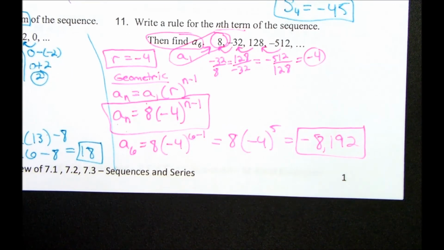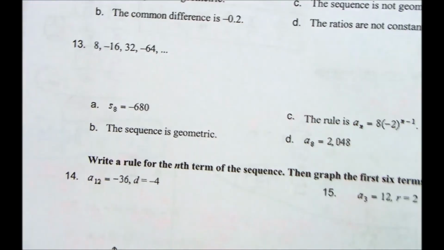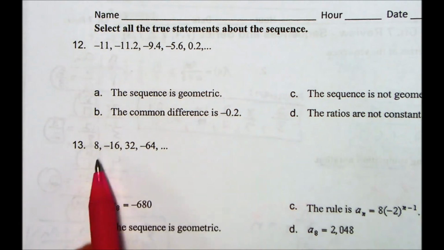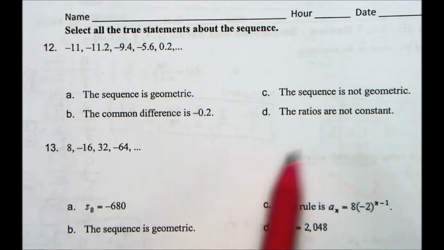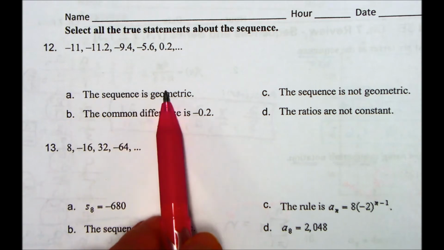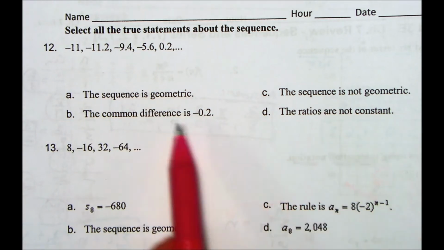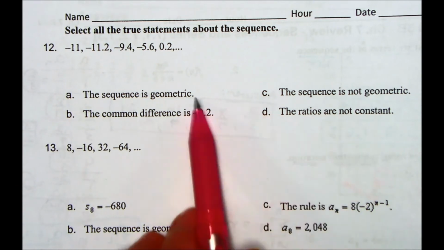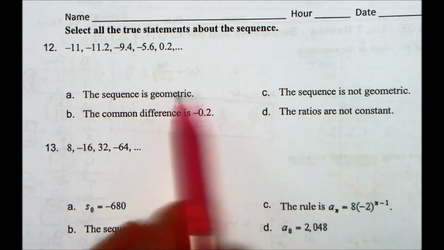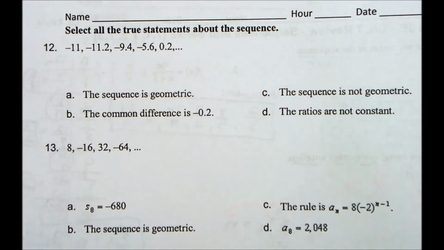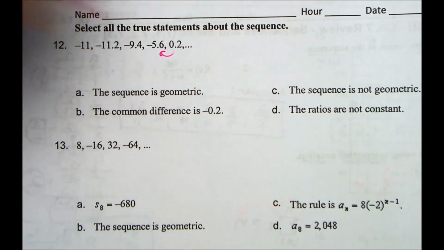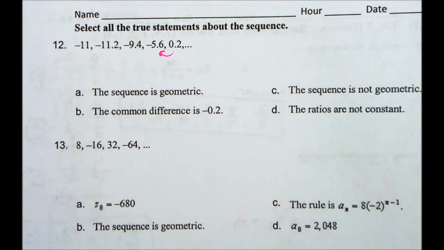All right, now we're going to move on to number 12. So in number 12 and 13, again, they're giving you a list. And you have to determine, if you look at the choices, they're saying the sequence is geometric, the sequence is not geometric, the common difference is negative 0.2, or the ratios are not constant. So you've got to figure out, is it geometric or not, first of all. So if I divide right to left, again, you can use the calculator for that.